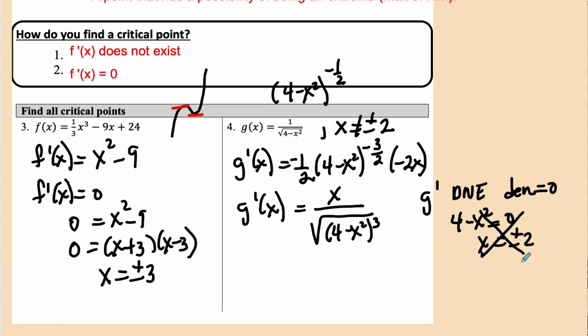So the next place I want to look at is when the derivative is equal to 0. So g prime equal to 0. The only time a fraction can be equal to 0 is if the numerator is 0. So I'm going to set the numerator equal to 0. And so here's our answer. This is a critical point: x is equal to 0, because that's a guarantee that the derivative will be equal to 0.